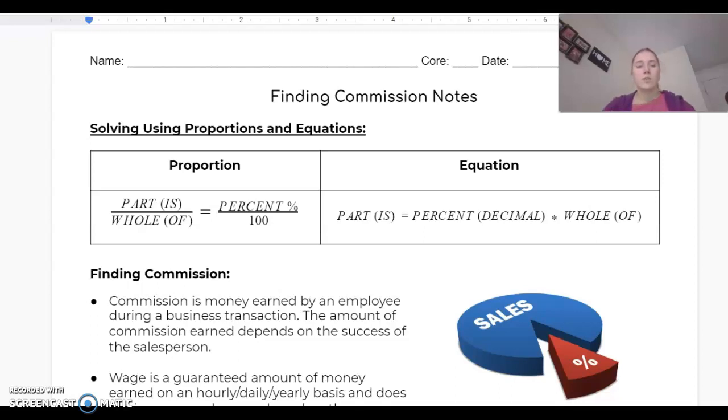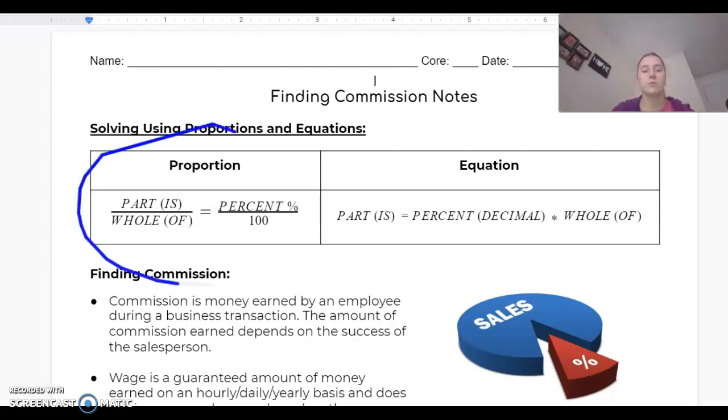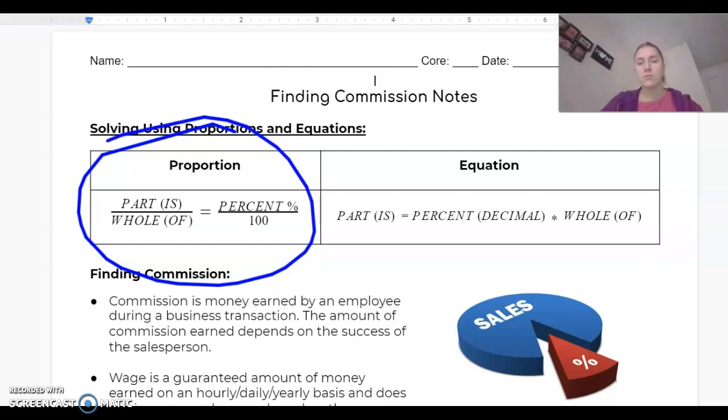Hey guys, so today we are going to talk about how to find commission. As you've learned earlier in the other notes from this week, you can solve using proportions or equations. First, we're going to do the proportions video, so if that's how you choose to do this, then you can stay here. If not, go ahead and exit out and go to the other video that talks about equations.